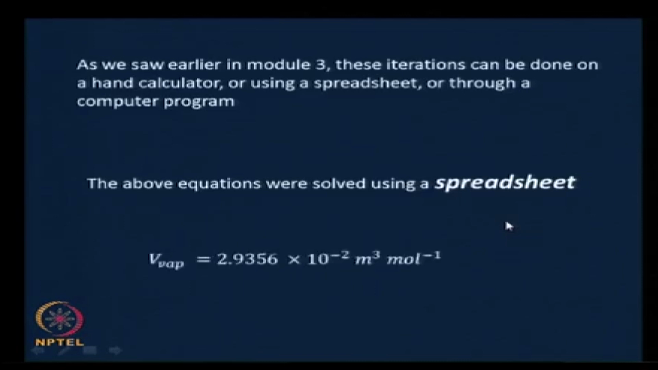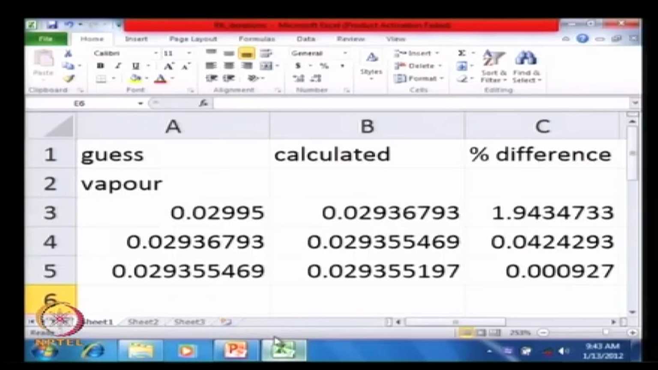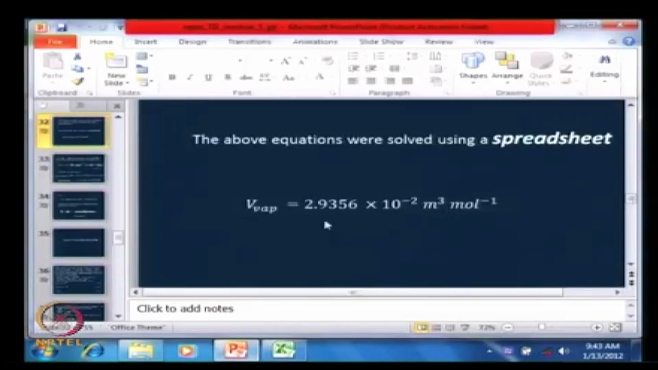To look at the spreadsheet, the first column is the guessed value, the second column is going to be the calculated value. Our initial guess value is going to be 0.02995, which comes from the ideal gas equation, PV equals RT, therefore V equals RT by P, and that is going to be 0.02995.